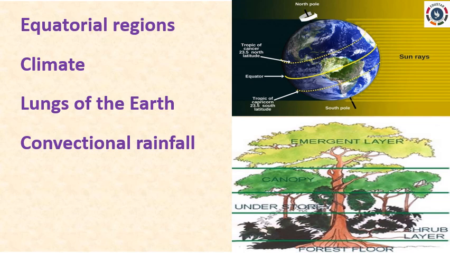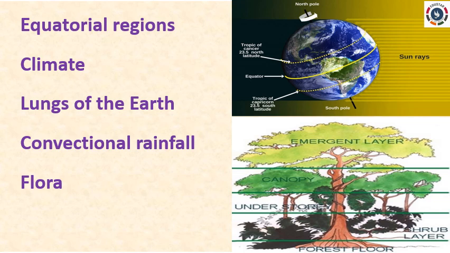Next is about convectional rainfall. Convectional rainfall is very heavy and frequent. It is often accompanied by thunderstorms and occurs mainly around 4 o'clock in the evening. When the sun heats the ground, the water evaporates. As water vapor rises, it cools. When water vapor cools, it condenses and forms droplets, then forms clouds and falls to the earth as rain. Such rainfall is known as convectional rainfall.